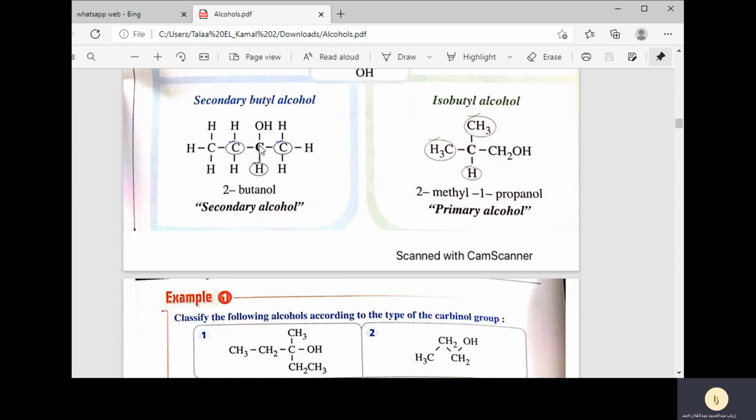In the second one here, the C is attached to two carbon atoms and one hydrogen so it is secondary alcohol. By IUPAC we can say number of carbon atoms, so it is butanol, and the OH is attached to the carbon atom number 2 so it is called 2-butanol. In this case we have the carbon attached to 2 methyl groups so it is iso.